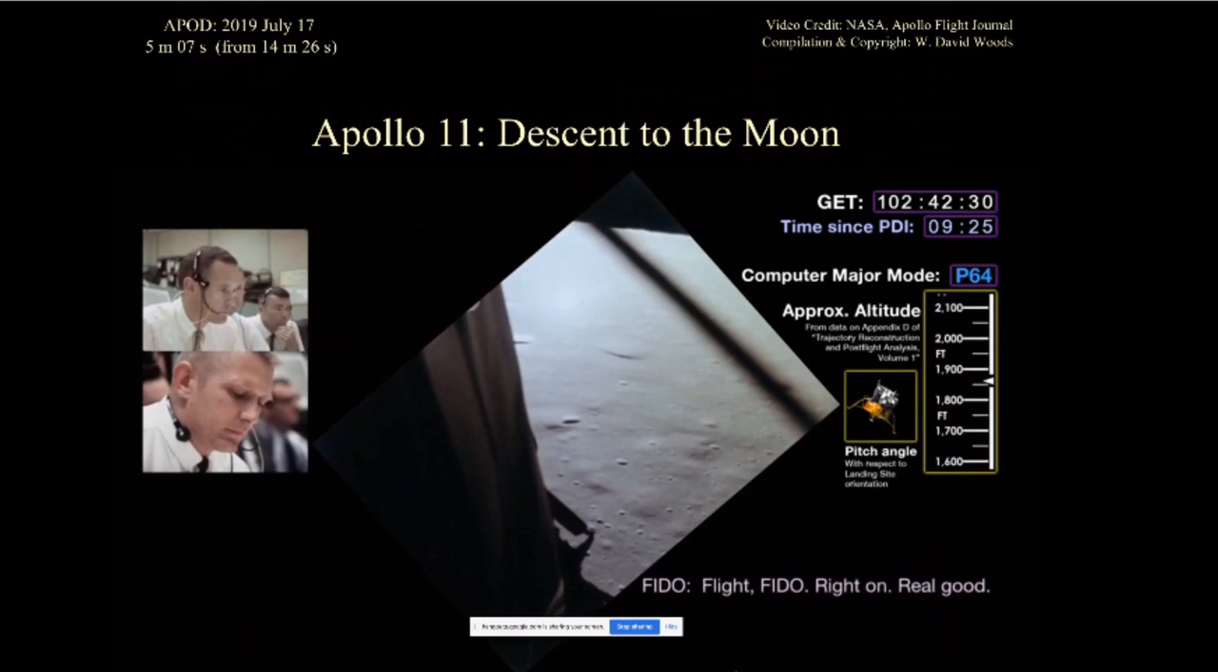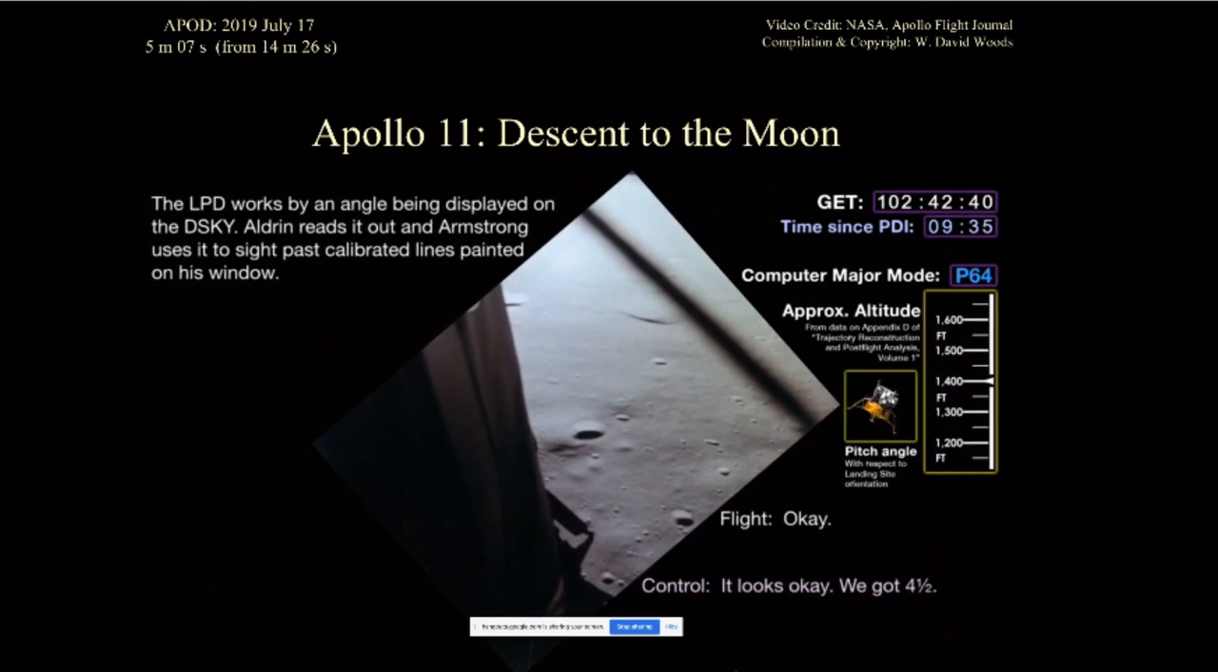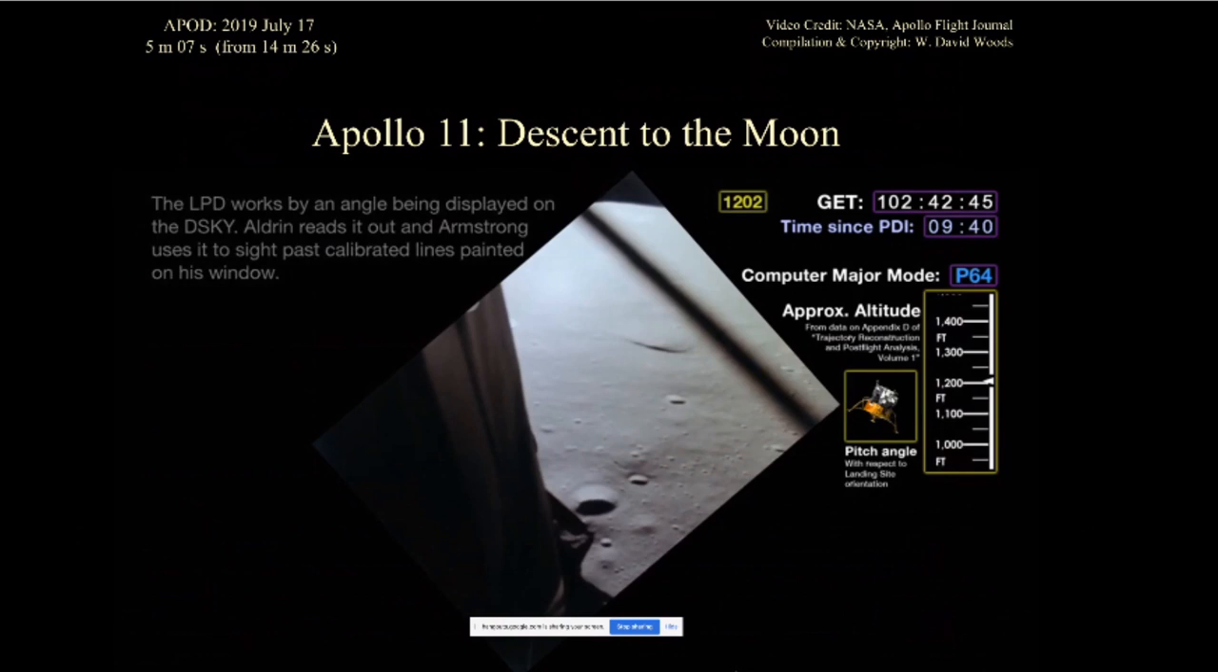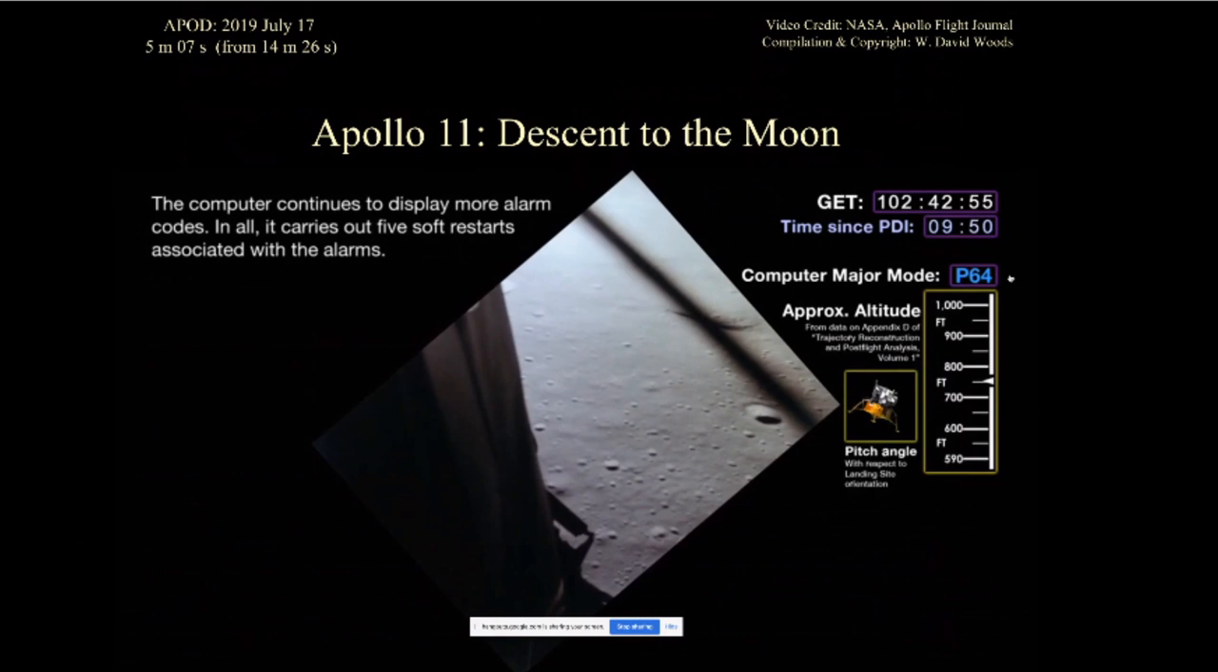So you see images from Mission Control on the left. Transcripts of what Aldrin and Armstrong are saying are on the lower left. The tilt of the lunar lander is toward the right. The height of the lunar lander is on the right. The computer mode is P64, which tells you that the computer is running the landing. What you see out of one of the two windows is in the center.